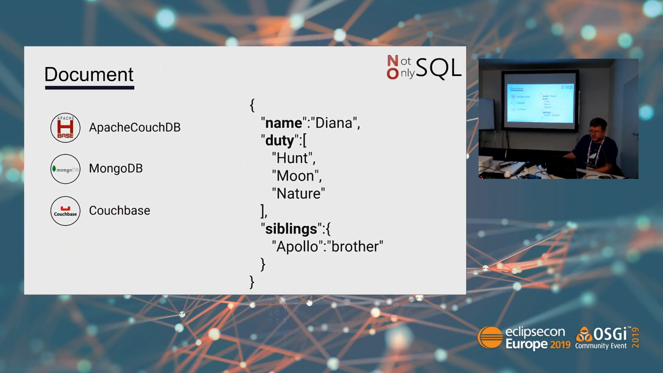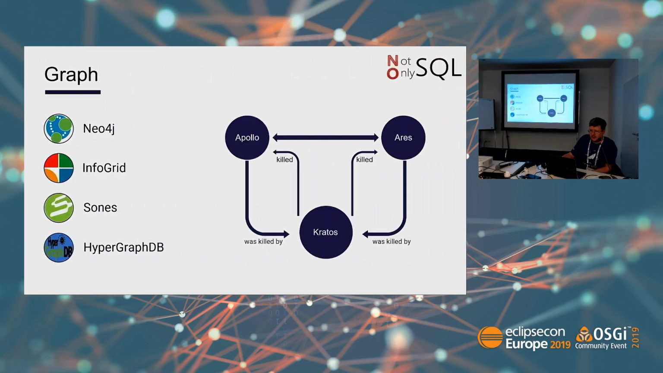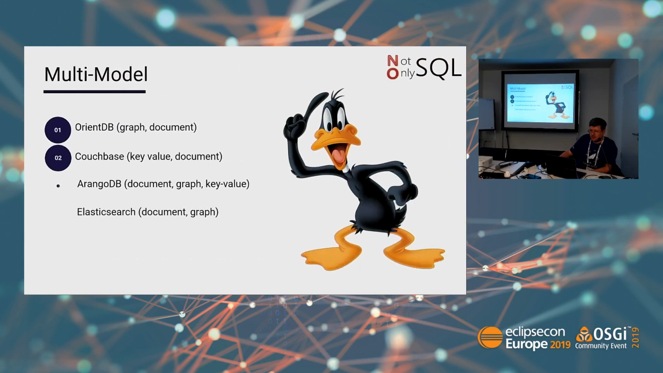Then there are document-based, like Couchbase, CouchDB, or MongoDB, which are usually based on documents, primarily JSON, sometimes also XML or just plain text. And graph-based systems, like Neo4j. As well as what you call multi-model, where you can choose between multiple representations even within the same system.